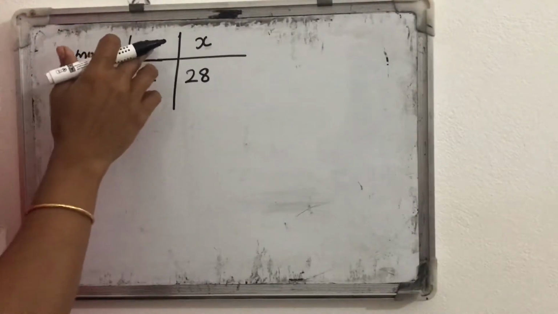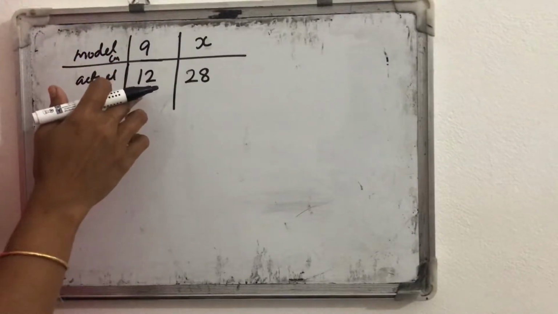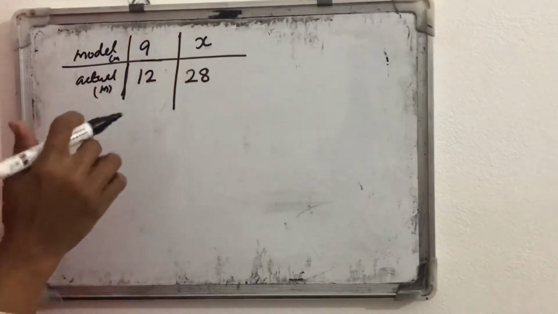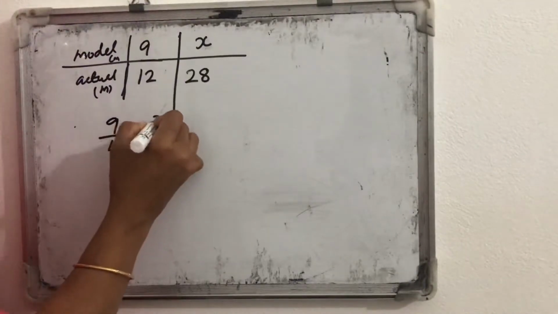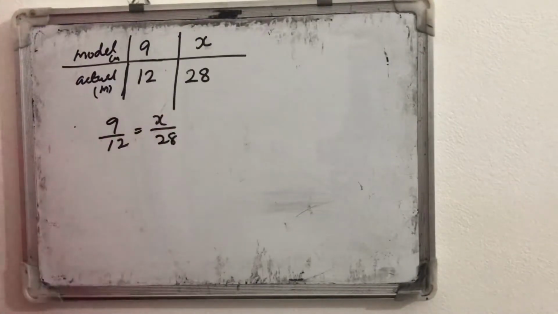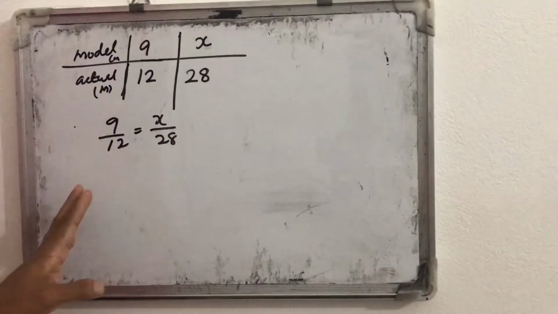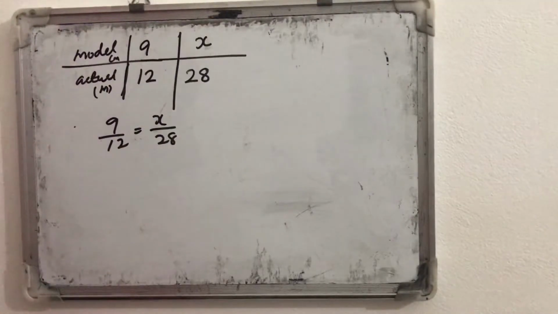So we can use x1 by y1 is equal to x2 by y2. So 9 by 12 is equal to x by 28. From this you can find out the value of x. It is very simple, so using that calculation you can find out the value of x.